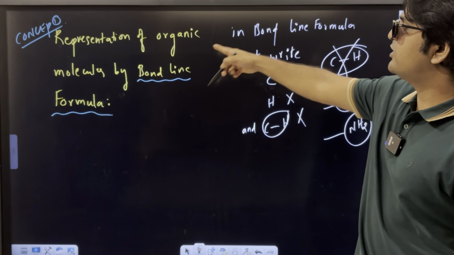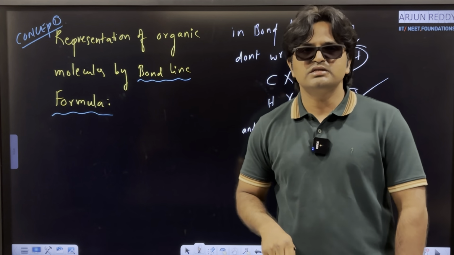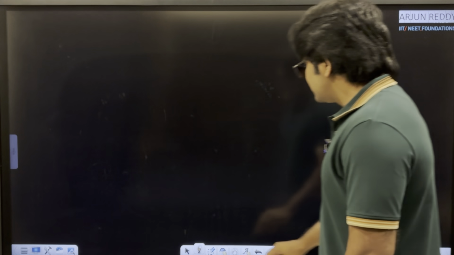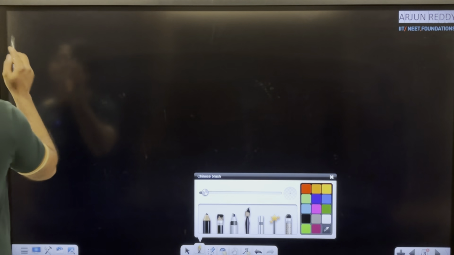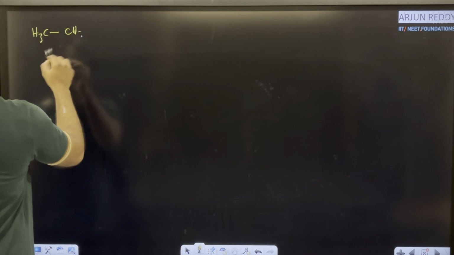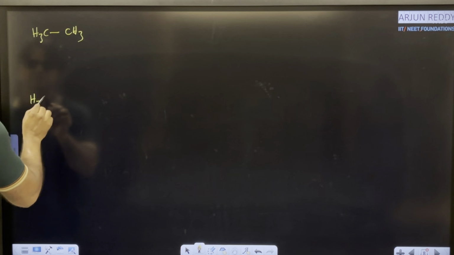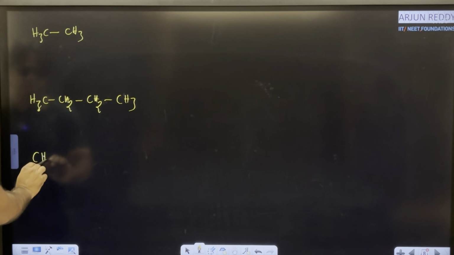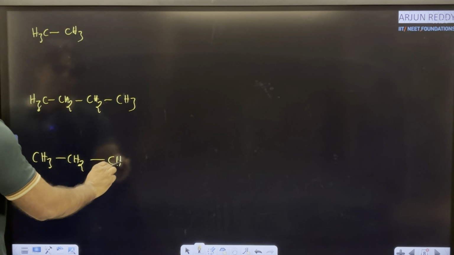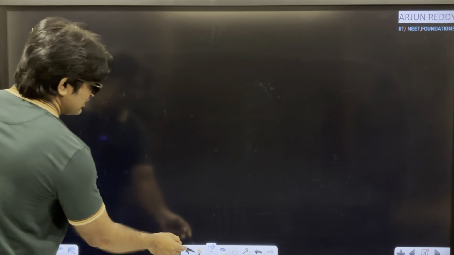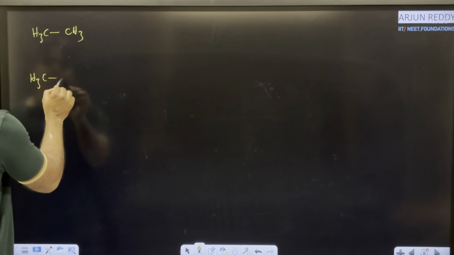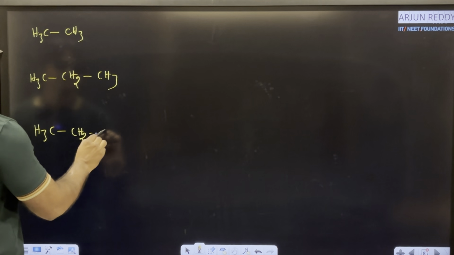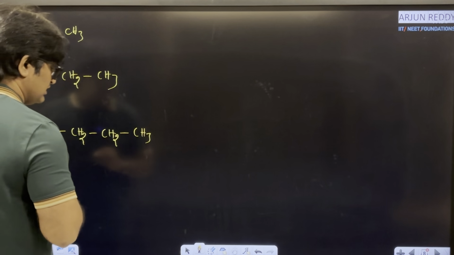So once again, representation of organic molecules by bond line formula. What are the 3 conditions? Don't write carbon, hydrogen, and CH. Okay. Now come to this example. First, a very basic example I am taking. CH3 and CH3. What is the bond line formula for that? Next one, CH3, CH2, CH2, and CH3. Good. Next one, CH3, CH2, CH3. Better to take the second example with 3 carbon atoms, CH3, CH2, and CH3. Very good. Next one, CH3, CH2, CH2, and CH3. Yes, these are the given molecules.